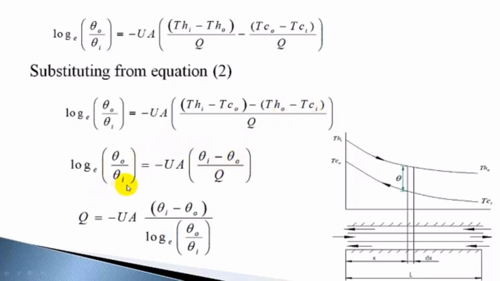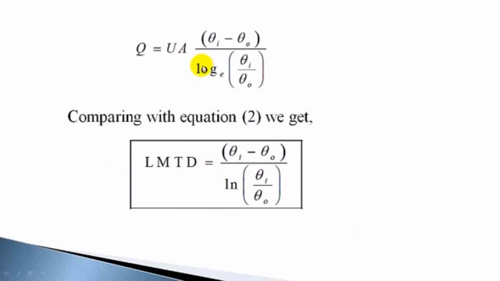So log(θ0/θI) is equal to minus UA into (θI minus θ0) by Q. Or you can rearrange this: Q is equal to UA into (θI minus θ0) divided by minus log(θ0/θI). Taking the minus inside, minus log(θ0/θI) is minus (log θ0 minus log θI). Once you multiply by the minus sign, it becomes log θI minus log θ0, which can be written as log(θI/θ0). So minus of log(θ0/θI) is replaced by log(θI/θ0).